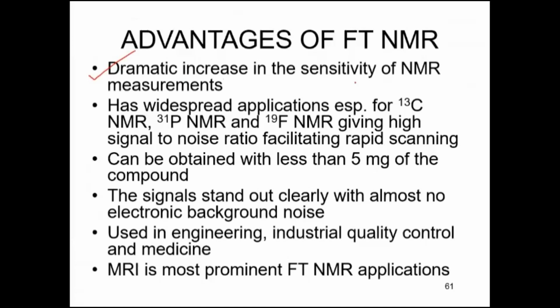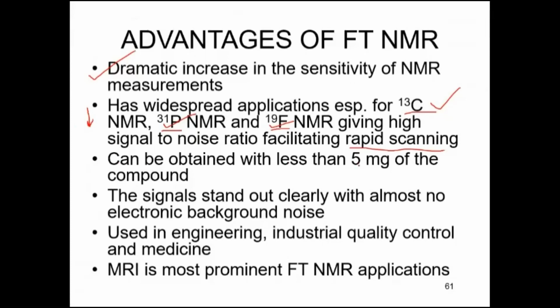So dramatic increase in the sensitivity of NMR measurement has widespread application, especially for C13 NMR, P31, that is phosphorus 31 NMR, F19 NMR, giving high signal to noise ratio, facilitating rapid scanning. Now the problem with C13, P31 and F19 NMR is their concentration is very low. So in the signal there is a lot of noise if you go by conventional NMR. But when we use FT-NMR, you get very high sensitivity for those carbon, phosphorus and fluorine.